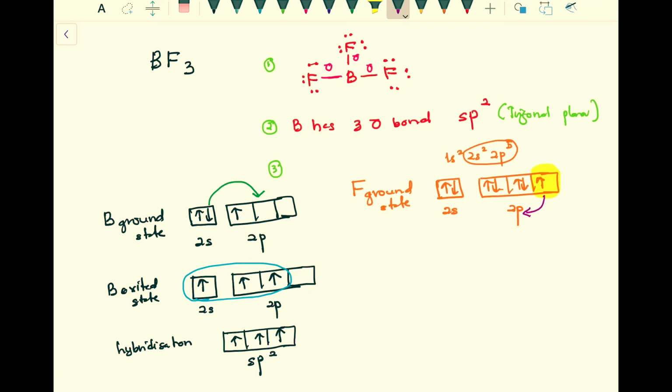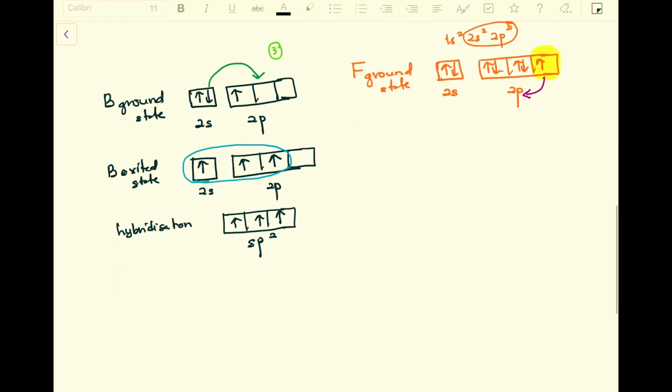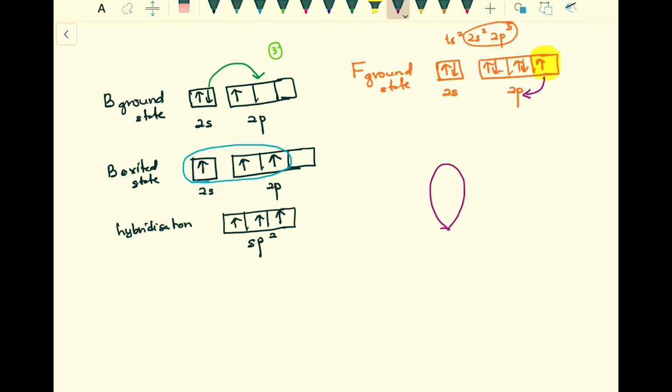Okay, so the next step is drawing the orbitals. Okay, so we draw the sp2 orbitals that represent boron. So the shape must be trigonal planar. So one lobe, and we have another two lobes here. Each lobe represents sp2, sp2, sp2, and it is boron. Okay, it brings one electron in each lobe.